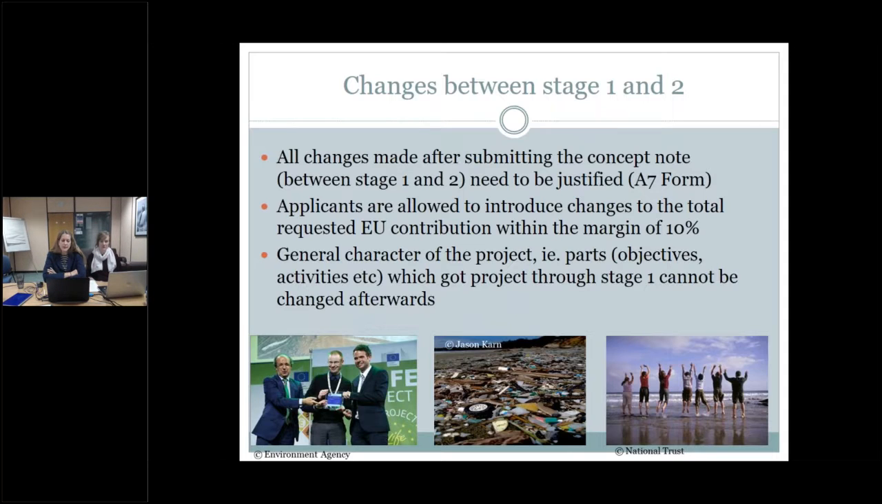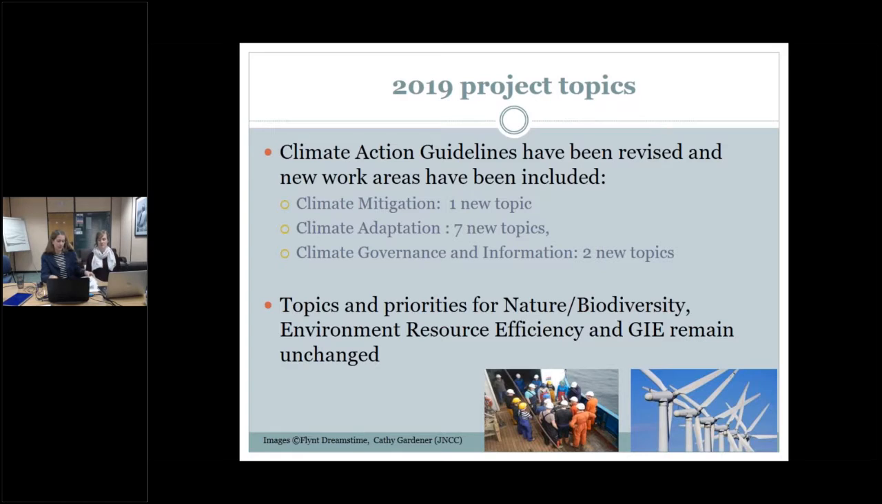So what changes are permissible between concept note stage and full applications? In general, all changes made after submitting the concept note, so between stage 1 and 2, need to be justified. You need to highlight these changes in the A7 form of your full application. A certain degree of change will be allowed, however, but you cannot change the critical elements of your project which got your project through stage 1, such as the main objectives, activities, and actions. The budget, as I've already said, can be changed within the margins of 10% of the requested EU contribution.